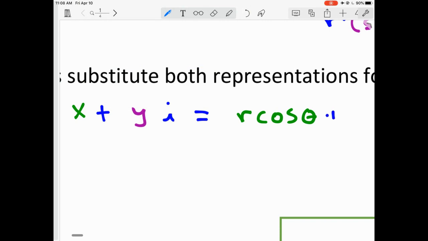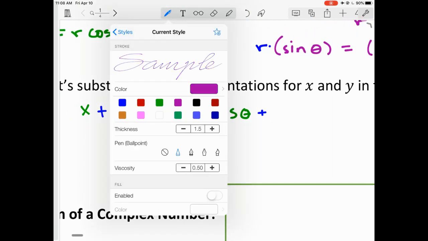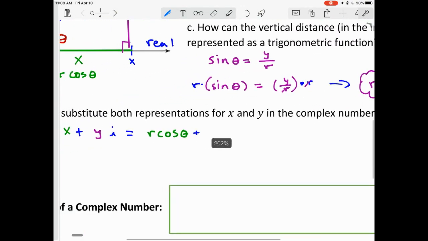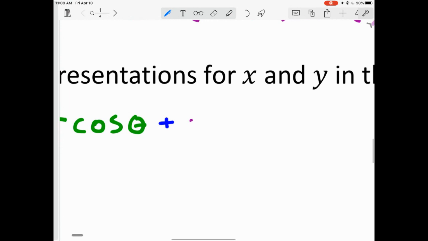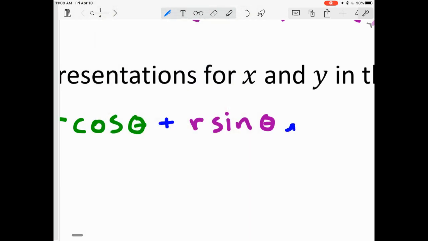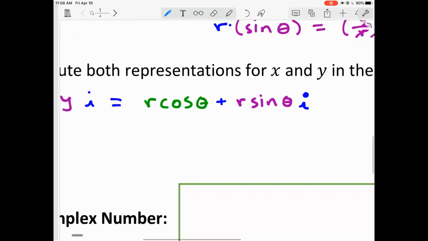Plus, for y, we found r sine theta. So we'll substitute that for y. And then we still have this imaginary number i. So now we have it in this form using our r and our theta. So this is a polar form.